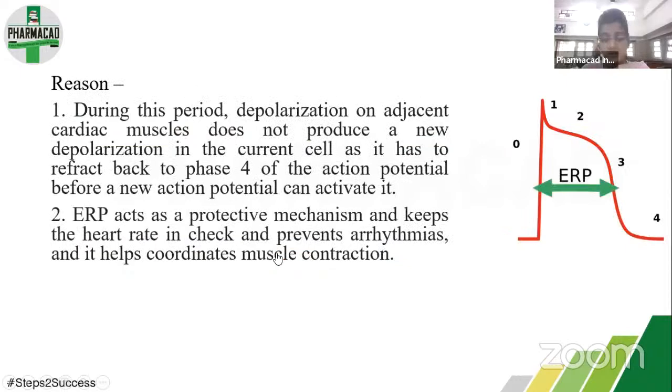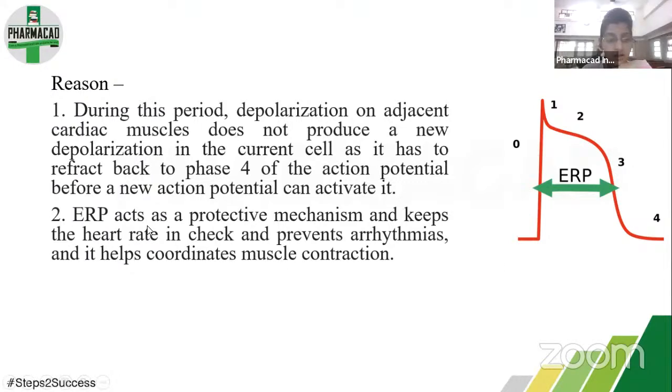So during this period, depolarization of adjacent cardiac muscles does not produce a new depolarization in the current cell, as it has to refract back to phase 4, that is starting from your phase 0, entering phase 1, phase 2, phase 3, and then getting back to phase 4. Until this time, no new action potential can be generated. Okay. So the adjacent muscle will also not have any generation of cardiac action potential.